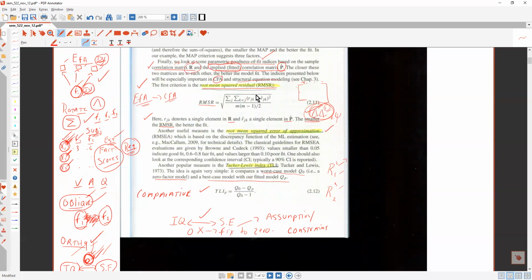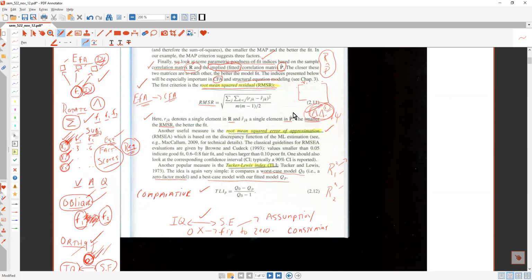So what would we like to see? We'd like to see R and this, P with the hat on it, be a perfect match, right? That would mean, wow, do we have the correct factor solution? No. It doesn't mean we have the correct factor solution. It means we've reproduced the correlation matrix pretty darn well based on our factor solution.